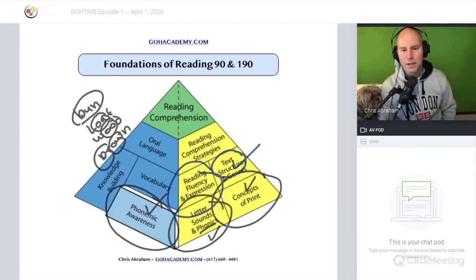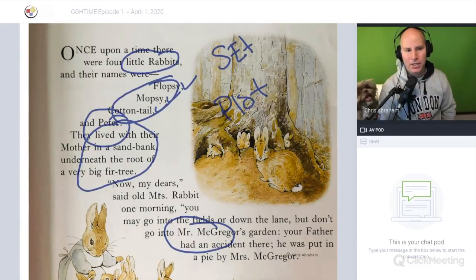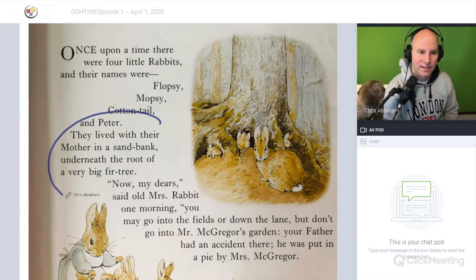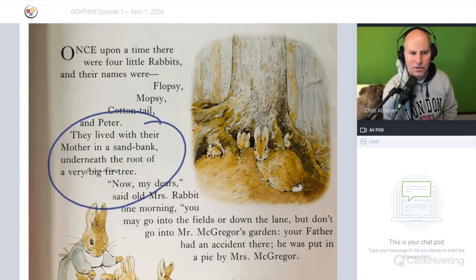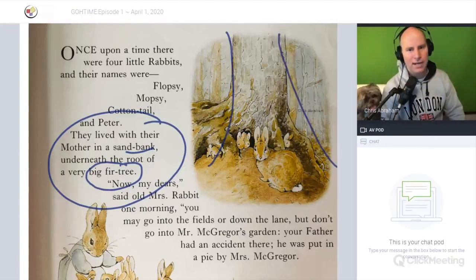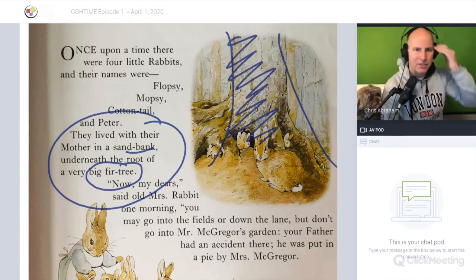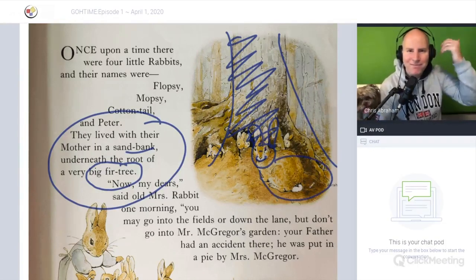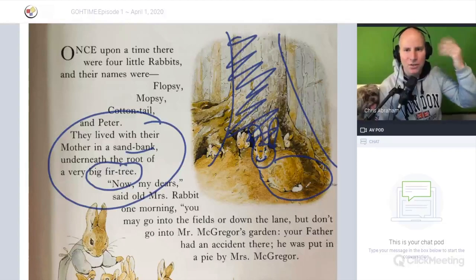I don't know about you, but when I read this page on comprehension, there's a lot of strategies that I do to understand it. Who does visualization? Who imagines here that they lived under a sandbank underneath the root of a very big fir tree? Now, I don't know what a fir tree is, but we have a big tree outside our house. So I always like to visualize that these rabbits here are living under a big tree. And in my mind, if I play that movie in my head, I'm understanding what's going on.